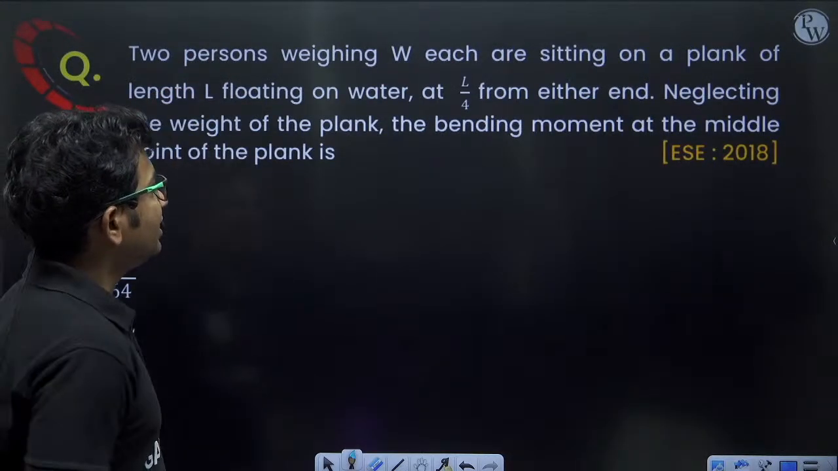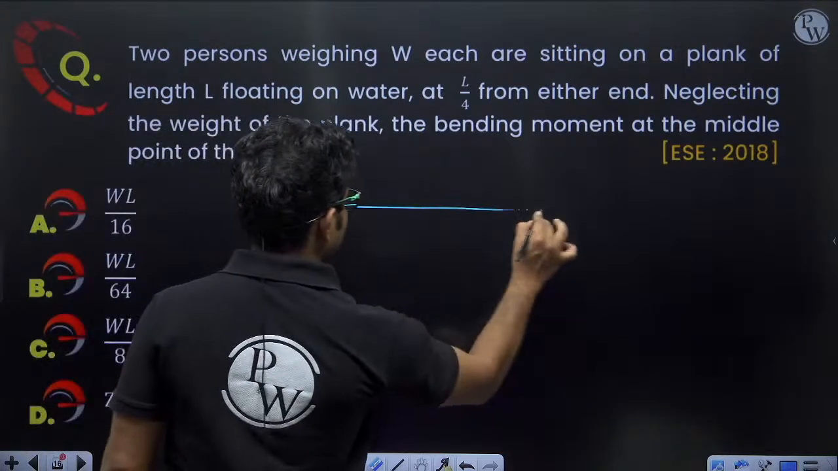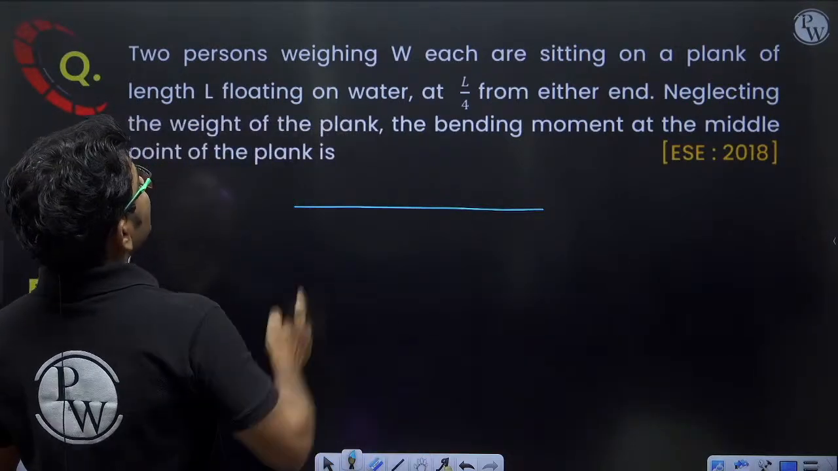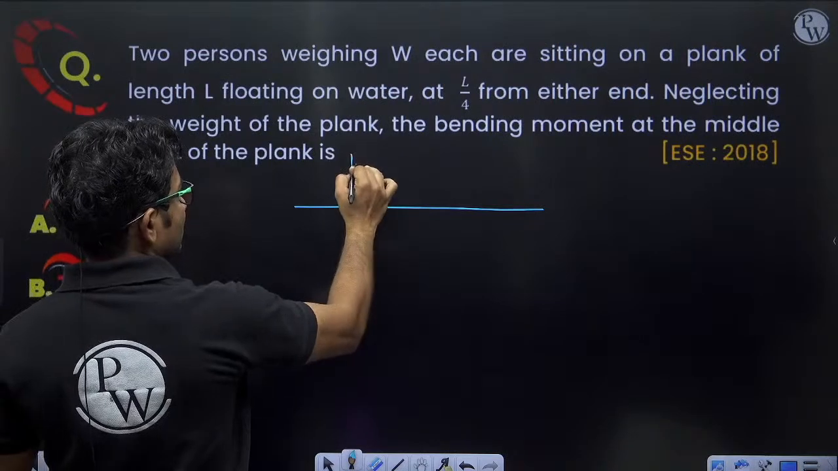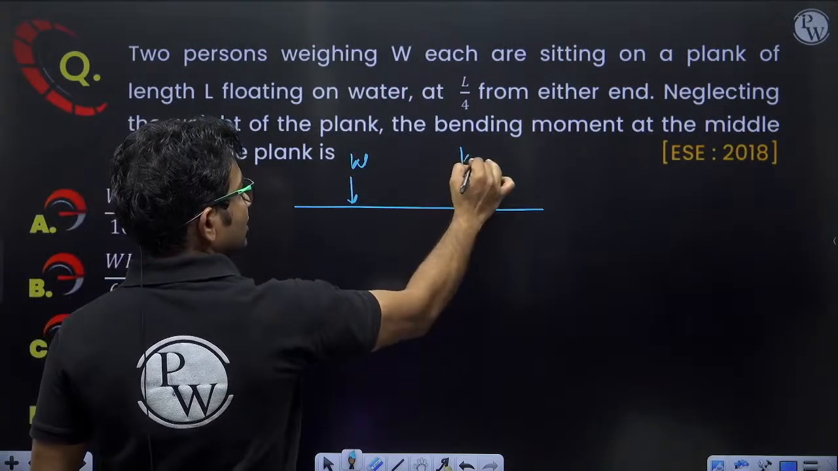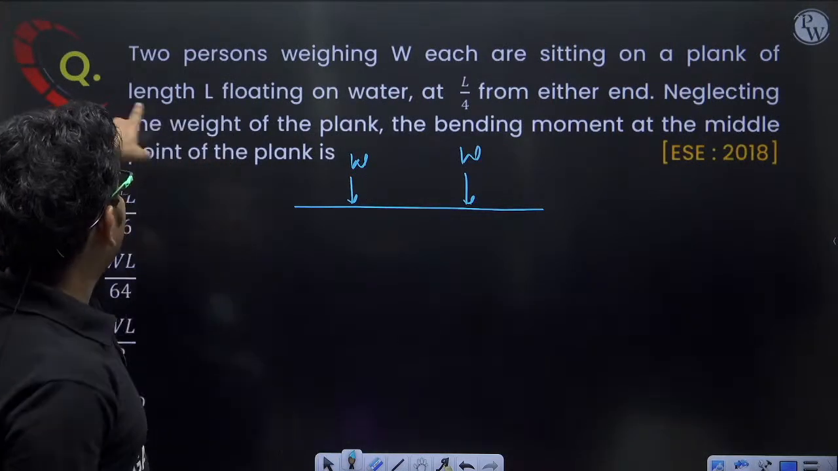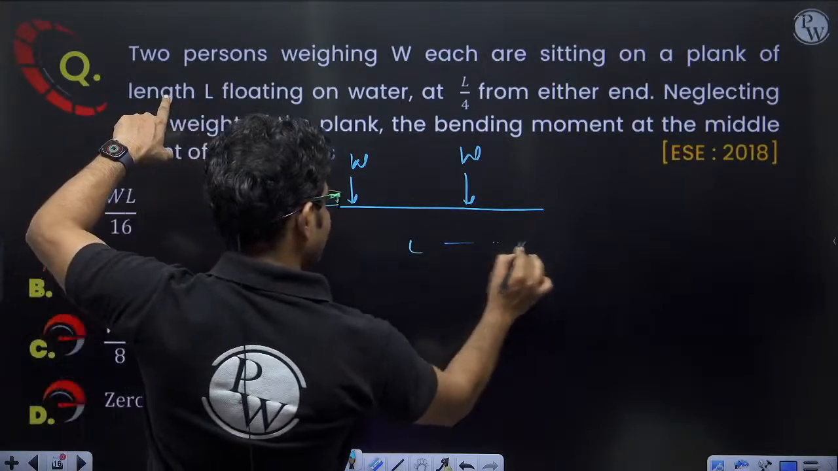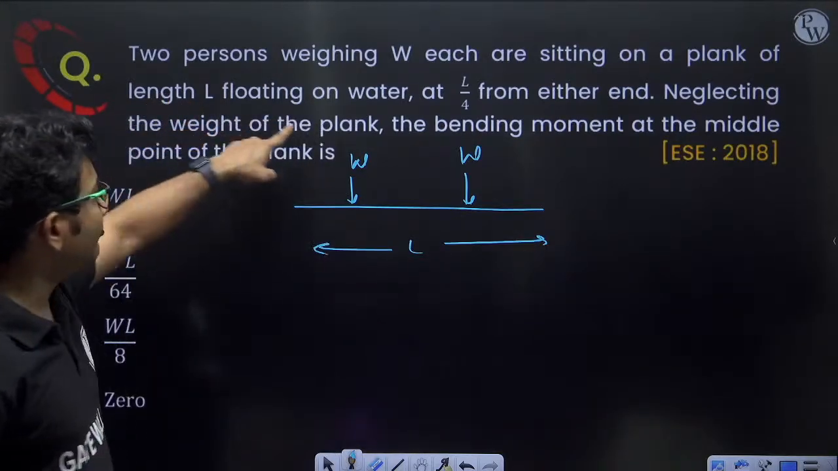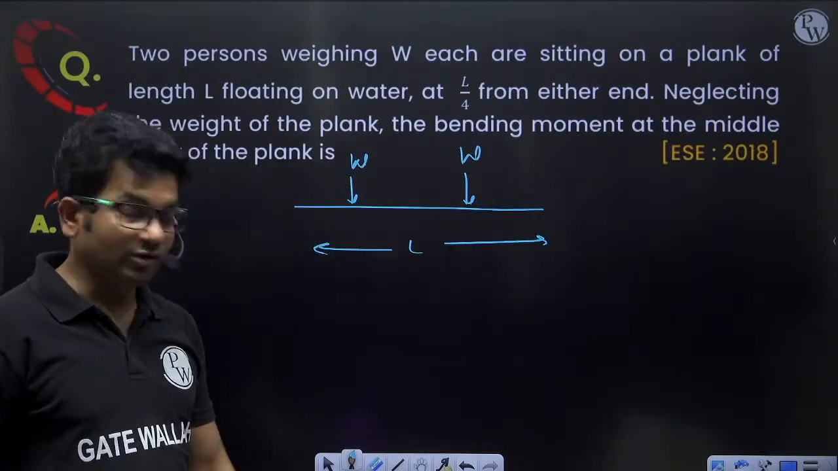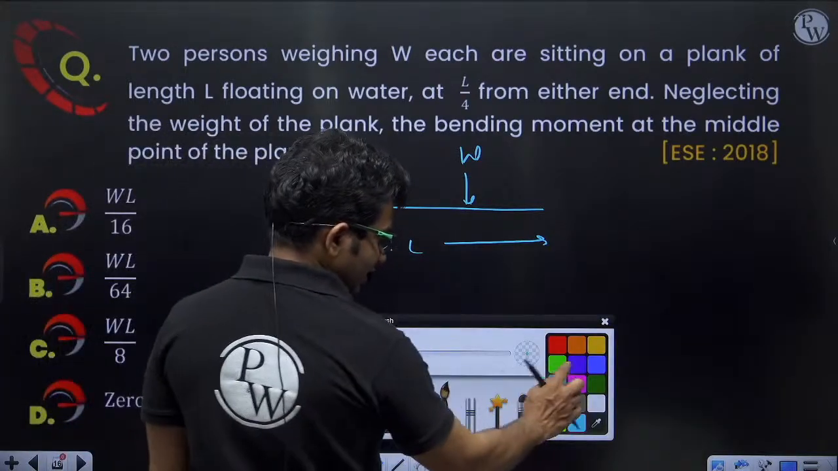Two persons weighing W each are sitting on a plank. So this is a plank. Two persons, they are weighing W each. They are sitting on this plank of length L. So the length of this plank is L, floating on water. So this plank is floating on water, let us say.